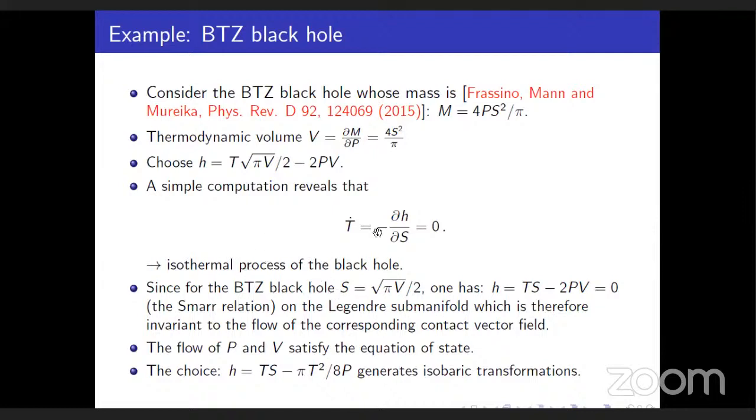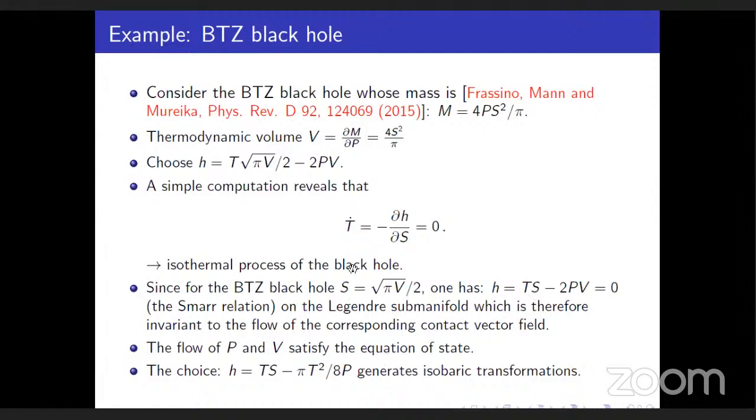Now, since for the BTZ black hole you have this relation between V and S, if you substitute this relation into the expression for H, you get something like this. And this is zero on the space of equilibrium states of the system because of what's called the Smarr relation. So it's like an Euler relation for black holes. It's the three-dimensional Smarr relation where, although the Hamiltonian is non-zero off shell, it's going to be zero on shell, something like that.